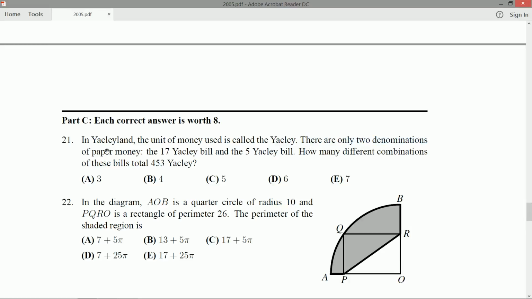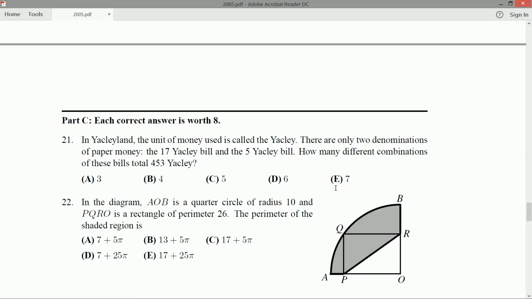There are only two denominations of paper money: the 17 Cayley bill, and whenever I see 17, I can't help but think my dad maybe made this question because he loves the number 17. So we've got the 17 Cayley bill and the 5 Cayley bill. How many different combinations of these bills total 453 Cayley?